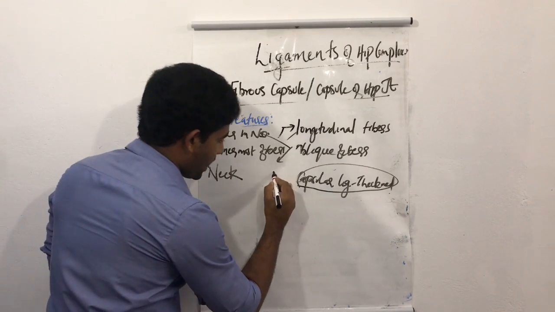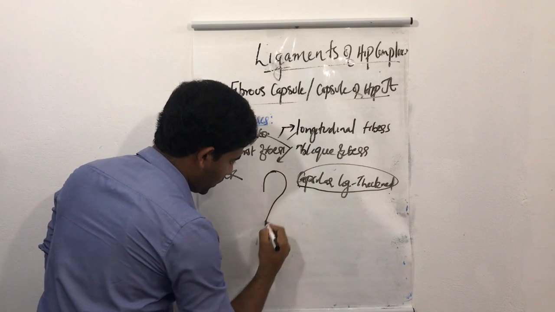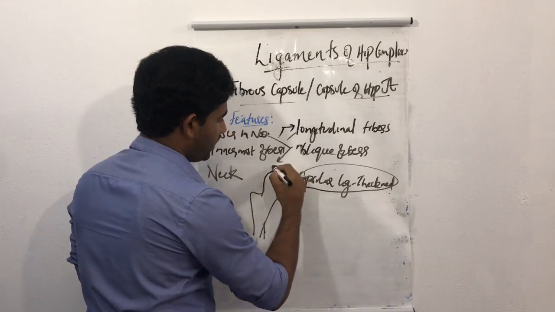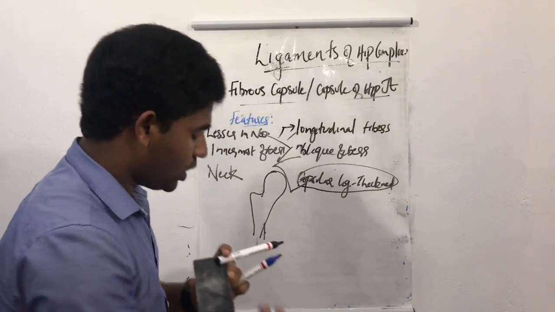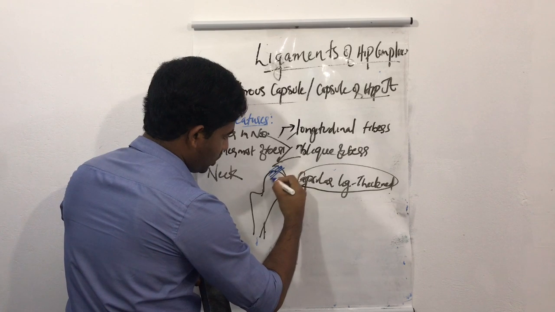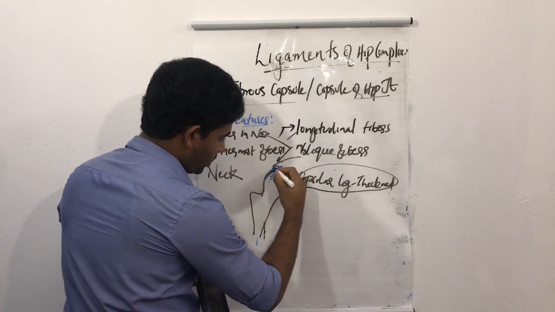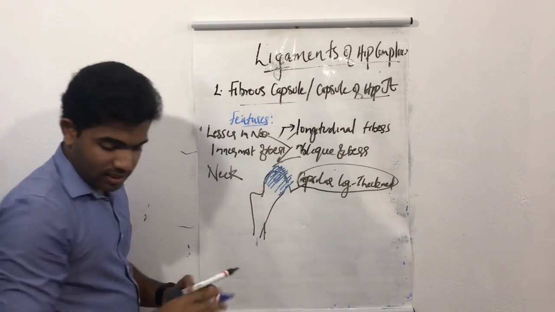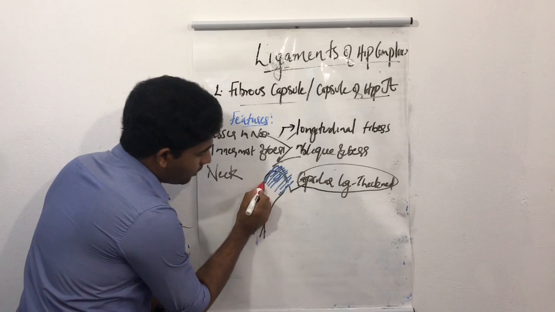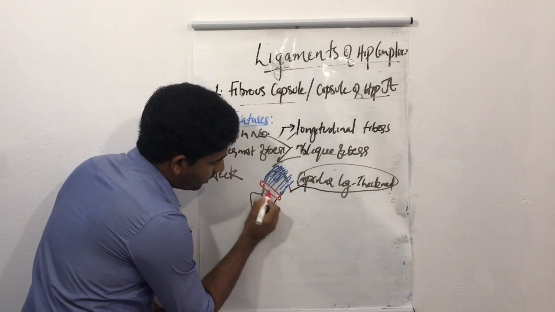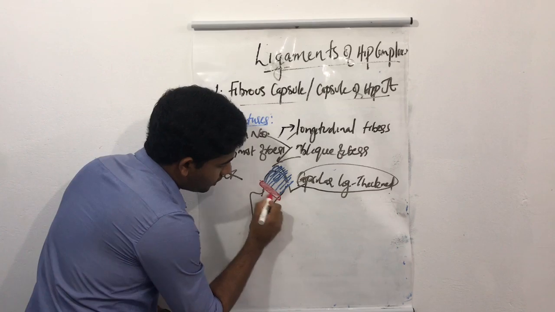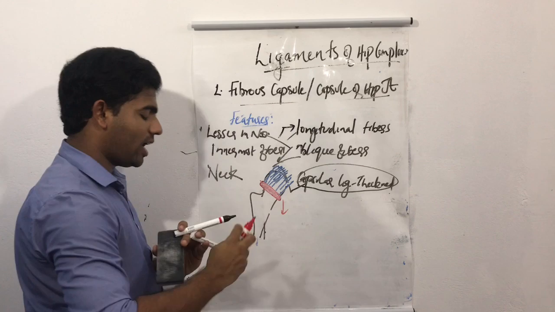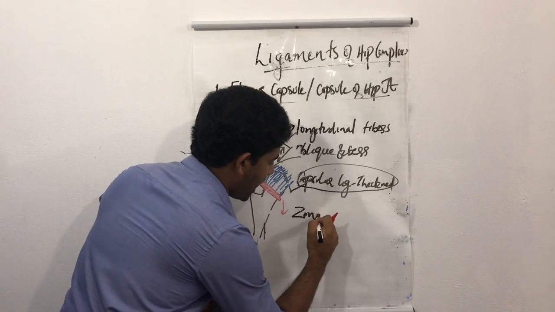See, you have here the neck of the femur. Let me draw it for you. Just imagine this is the neck of the femur, and you have the acetabulum over here. So we have our capsule attached like this, with longitudinal and oblique fibers. And at the neck of the femur, these oblique fibers arrange themselves like a collar around the neck, and that structure is known as zona orbicularis.